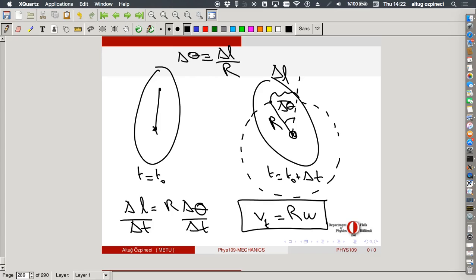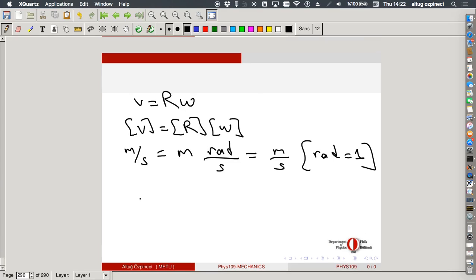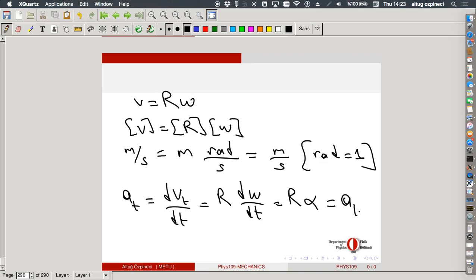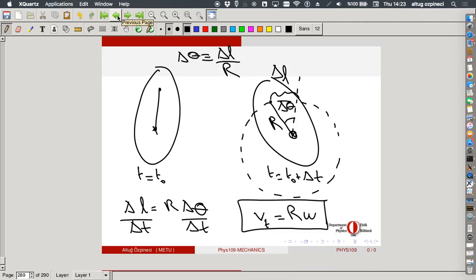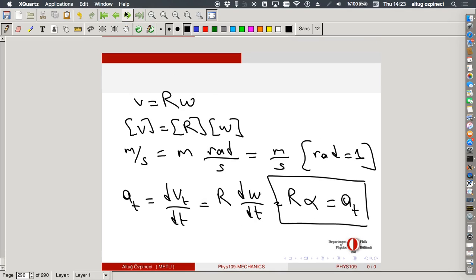And once we have the tangential velocity, we can also talk about the tangential acceleration, assuming we are only looking at the rigid body: r times alpha. Now, if you are looking at a rigid body, any point on the rigid body will have a linear speed equal to r times omega. And it will have this tangential acceleration, r times alpha.